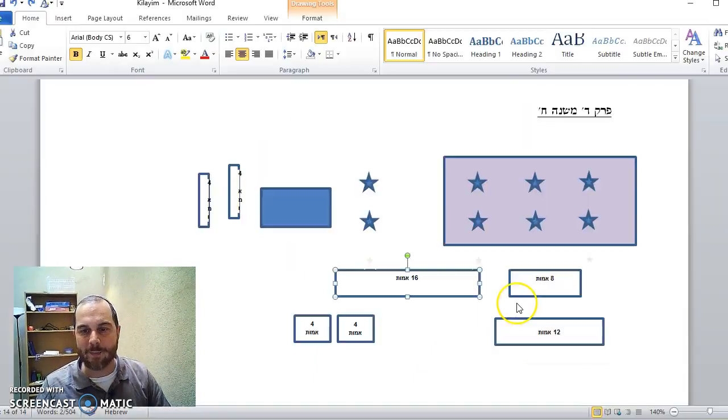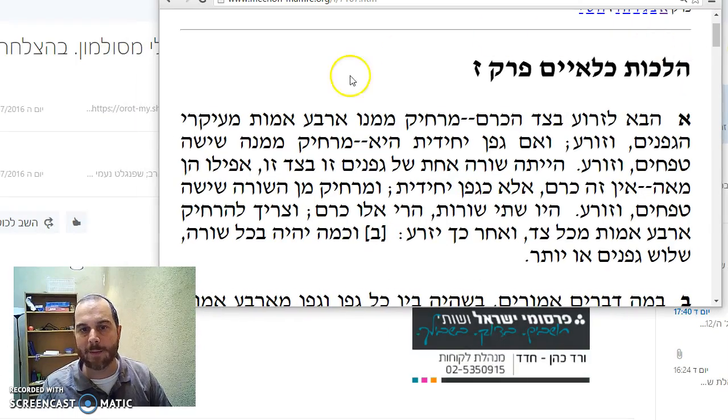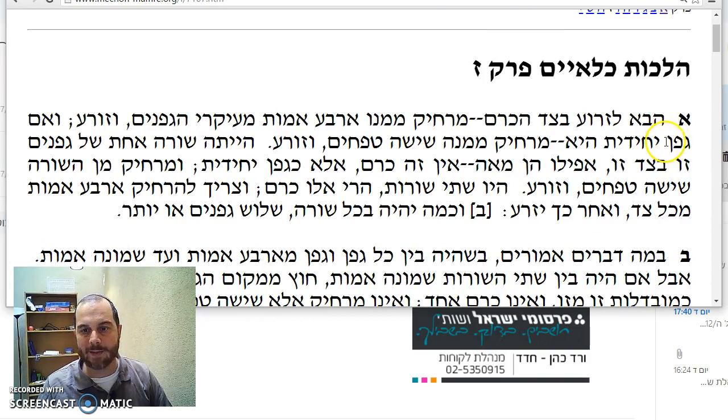Okay, I said I would give you the Rambam. The Rambam says something very interesting. Let's make this a little bit smaller so you can see it. The Rambam says the following. The Rambam says we're not talking about 2 by 2, but he says, marchik min ashura shisha tvachim. Hayu shtei shura. This is the Rambam. There were 2 rows. Harei elu kerem. This is a kerem.